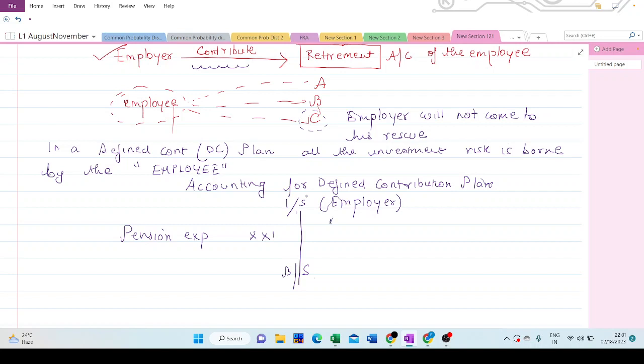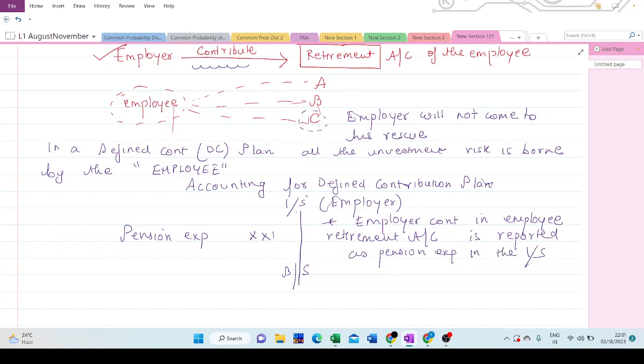Please write this down. Employer's contribution in employee's retirement account is reported as pension expense in the income statement of the employer. Nothing is reported in the balance sheet.